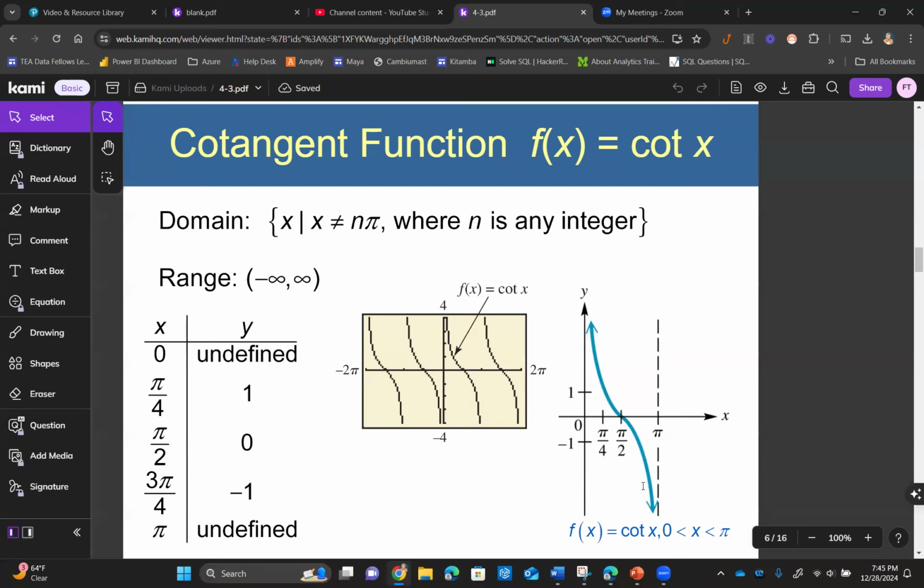Our cotangent graph is going to get closer and closer to these two vertical lines, but it is not supposed to touch them. And cotangent of pi over 4 is 1. Cotangent of 3 pi over 4 is negative 1. And cotangent of pi over 2 is 0. If you show these points, you're going to get one cycle of the cotangent of x graph. So the cotangent of x graph runs from 0 to pi. So its period is also just pi, like the tangent of x.